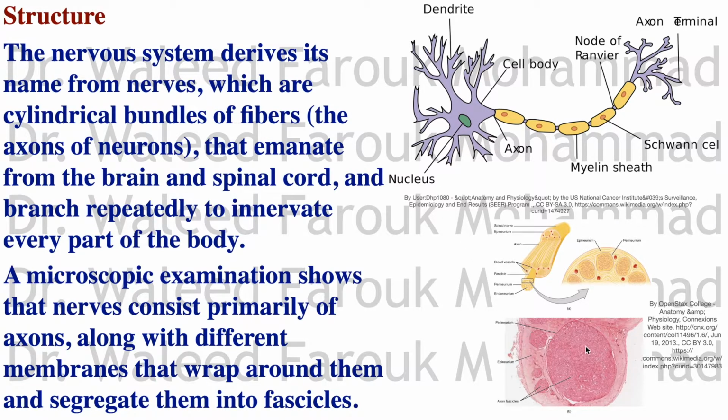This is a picture showing a section in a nerve where the nerve fascicles are surrounded by perineurium. The fascia covering the nerve itself is called the epineurium, and surrounding each nerve fiber is the endoneurium.